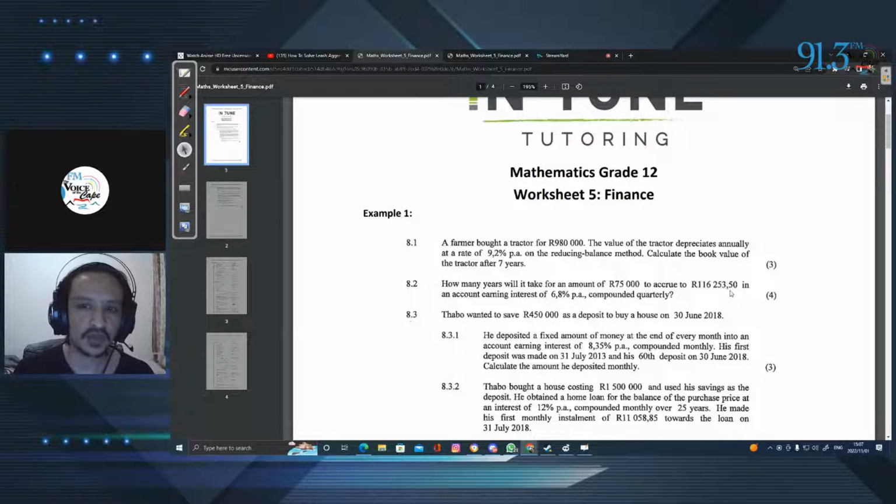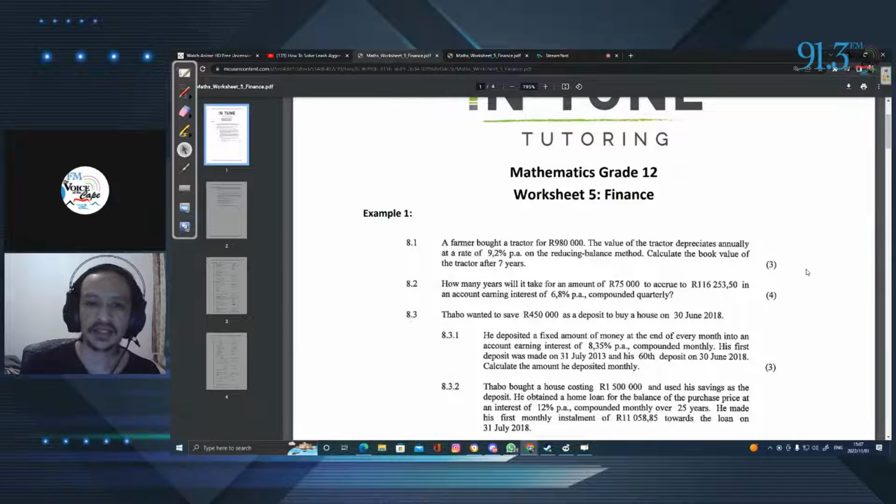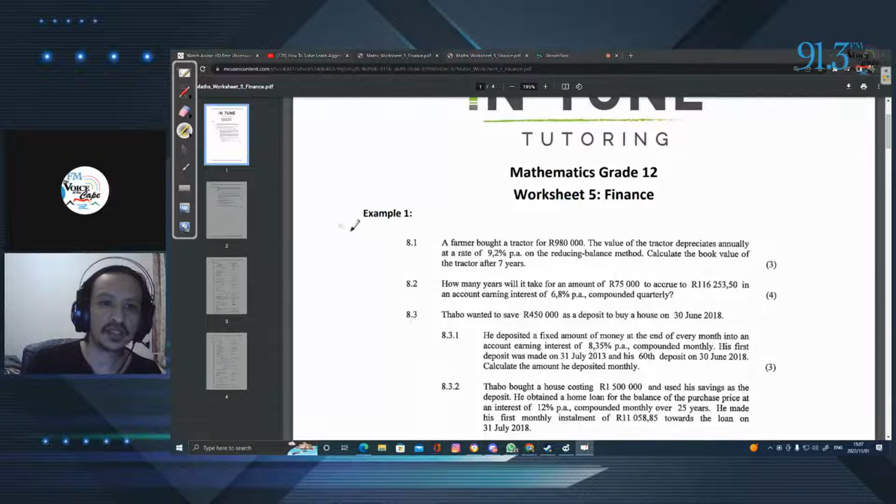So, today we'll be looking at financial mathematics, specifically for the matric. Let us jump straight into it, and we'll be looking at this first question here. It says a farmer bought a tractor for 980,000 Rand. The value of the tractor depreciates annually, at a rate of 9.2% per annum on the reducing balance method. Calculate the book value of the tractor after 7 years.